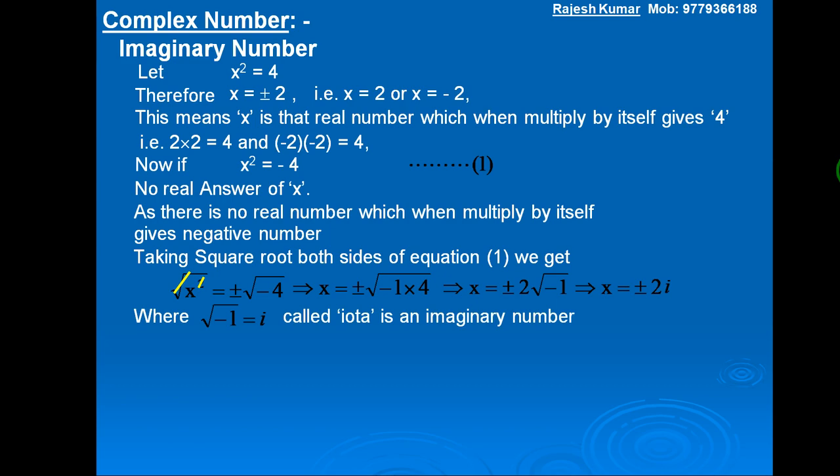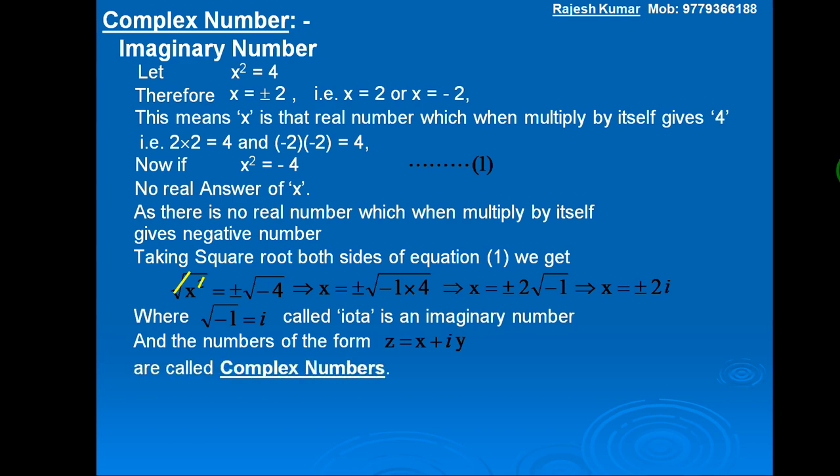So numbers which contain iota or square root of minus 1 are called imaginary numbers. And the numbers of the form z is equal to x plus iota y, where x and y are real, are called complex numbers.